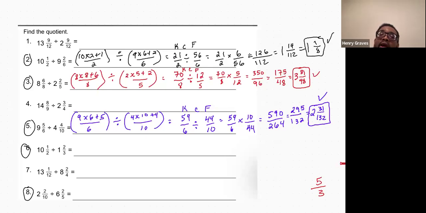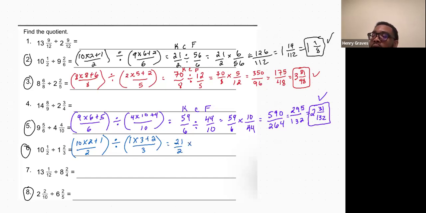With anything. All right, so number 6, I'm going to do the same thing again. I'm going to do 10 times 2 plus 1 over 2. As soon as this is over, I'm going to go and play my Switch and probably watch Power. I'm going to do 1 times 3 times 3 plus 2 over 3. So I'm going to have 21 over 2 divided by 3 plus 5 over 3. I applied the KCF, keep, change, flip.